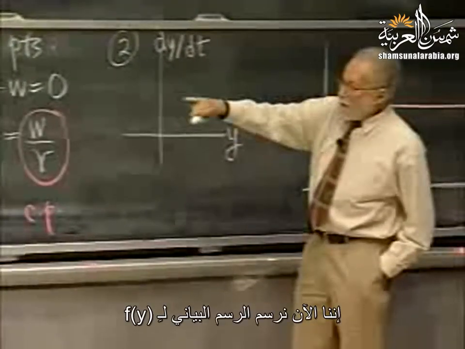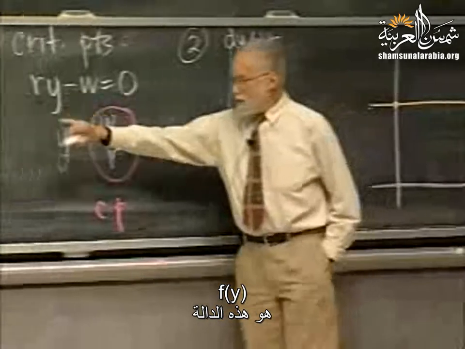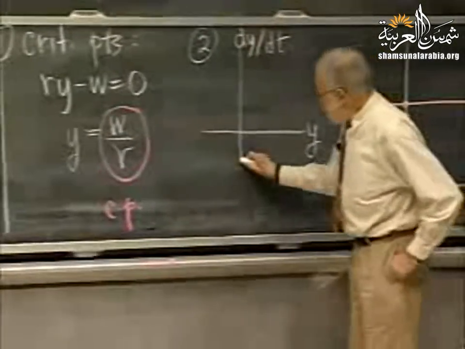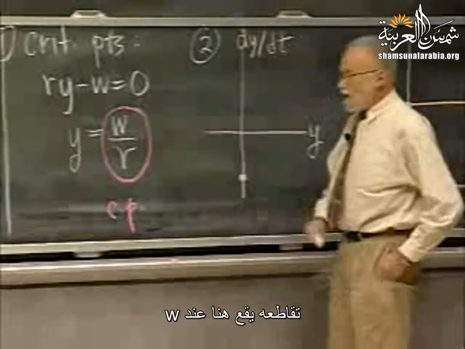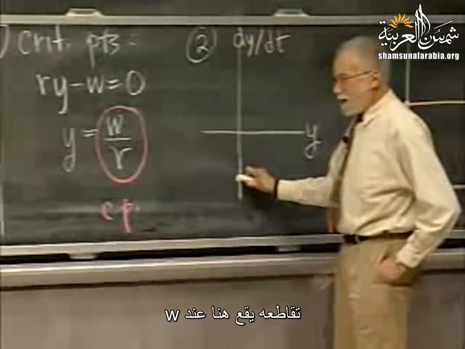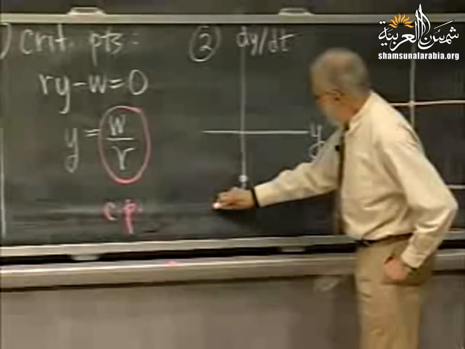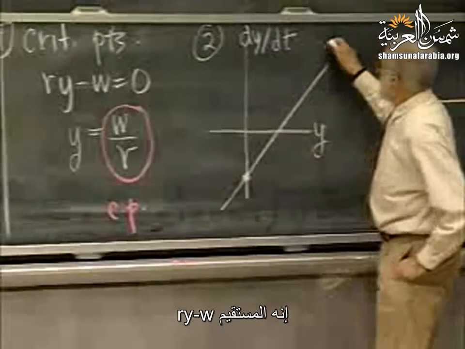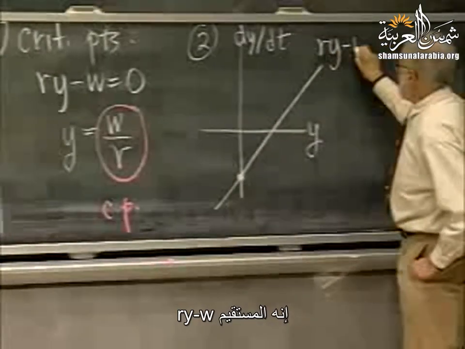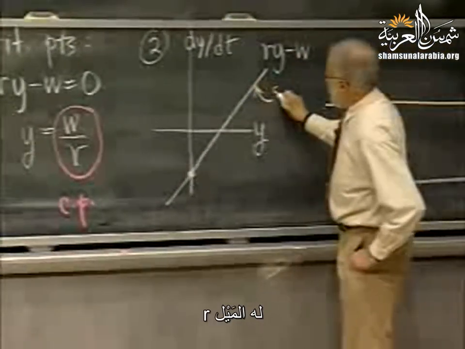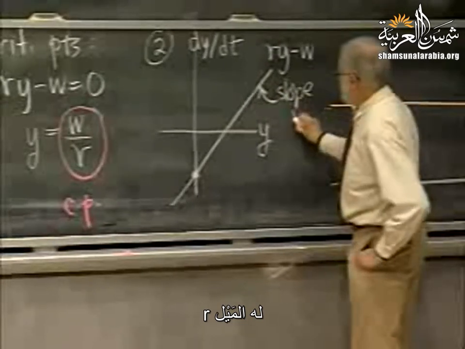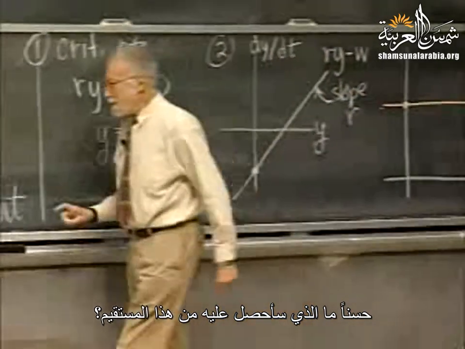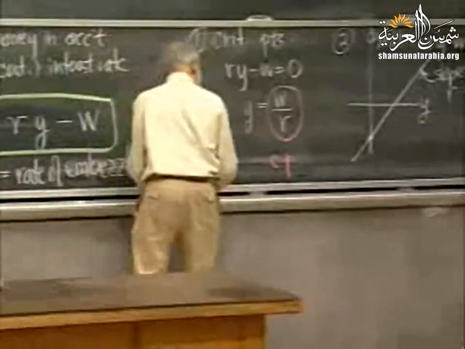So let's think of it. We're plotting now the graph of f of y. F of y is this function, ry minus w. Well, that's a line. Its intercept is down here at minus w, and so the graph looks something like this. It's a line. This is the line ry minus w. It has slope r. Well, what am I going to get out of that line? Just exactly this.